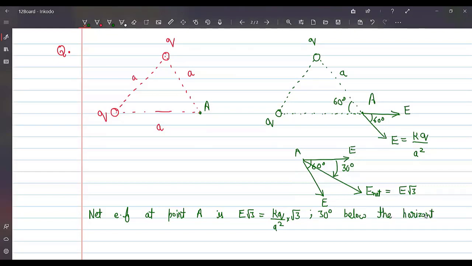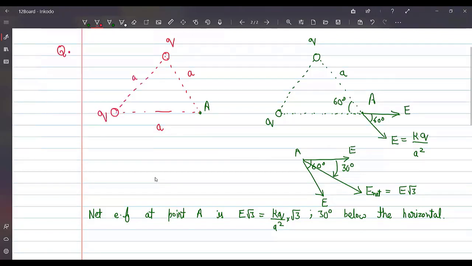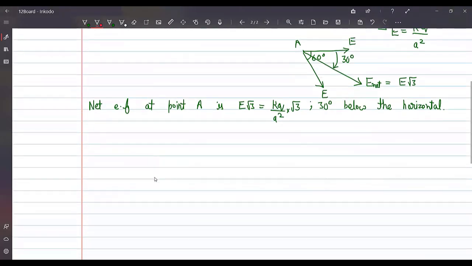So this was just the application of how to apply electric field in different scenarios. We'll do some more complicated problems and we'll learn how to apply the principle of superposition here. Now suppose my charges are arranged like this.